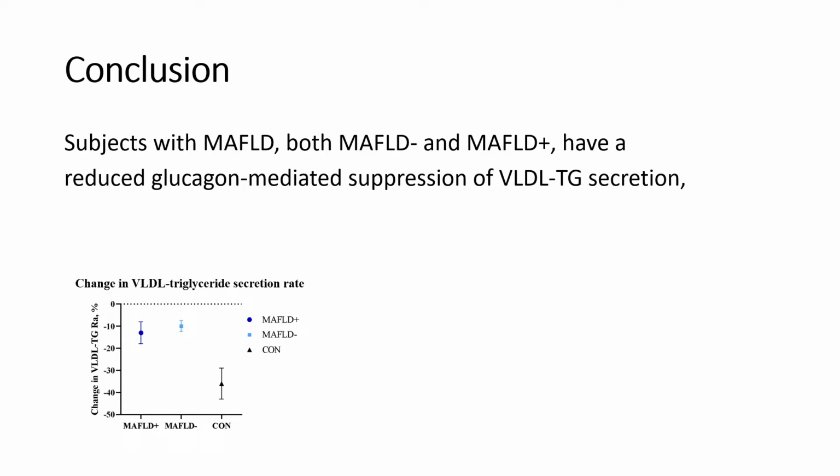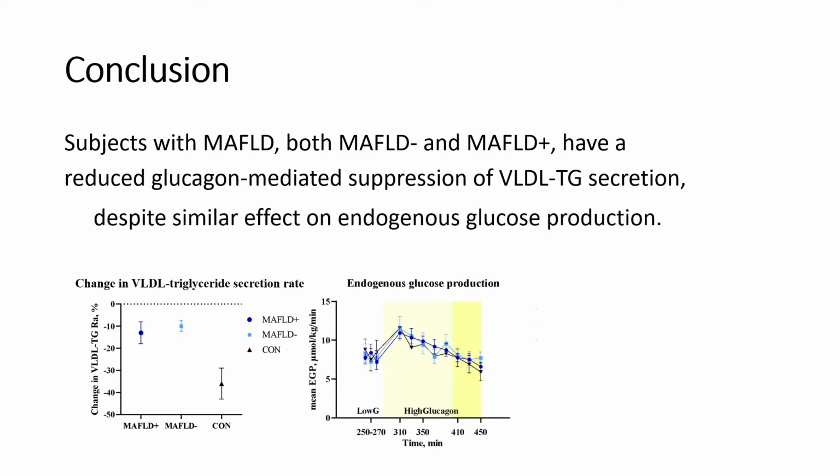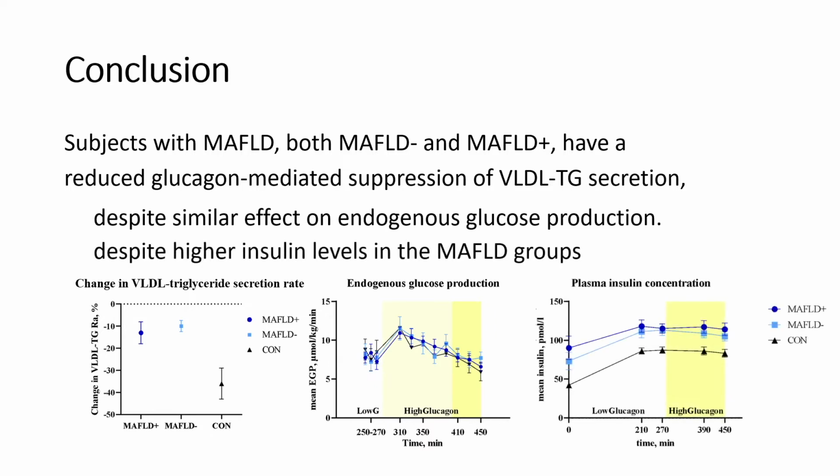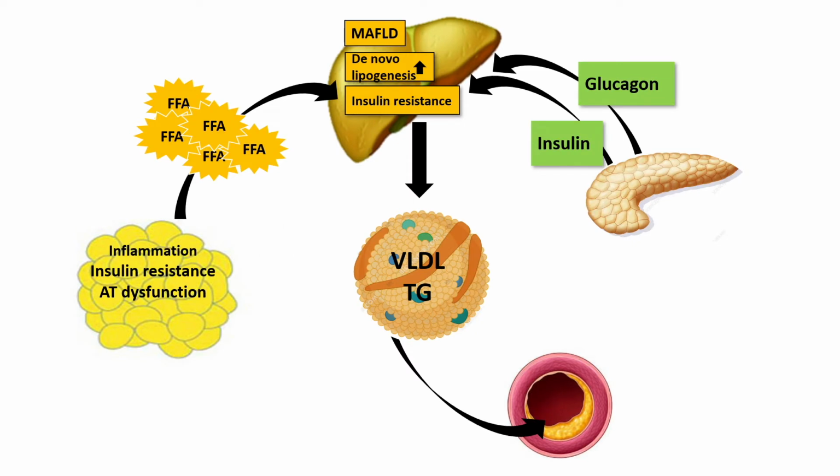So from this, we can conclude that subjects with NAFLD, simple steatosis, as well as steatohepatitis, have a reduced glucagon-mediated suppression of VLDL-triglyceride secretion, despite similar effect on endogenous glucose production, and despite higher insulin levels in the NAFLD groups, insulin also lowering VLDL-triglyceride secretion. So a reduced glucagon sensitivity may add to the dyslipidemia that we see in patients with NAFLD.